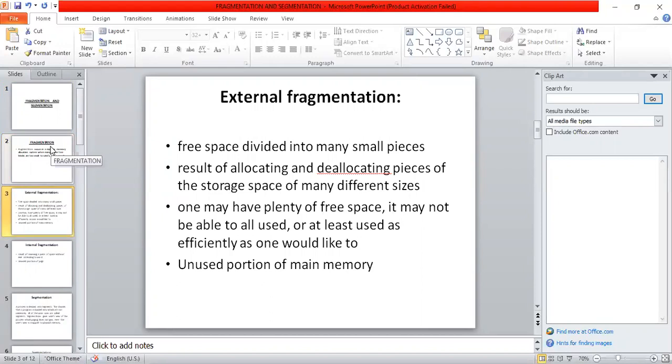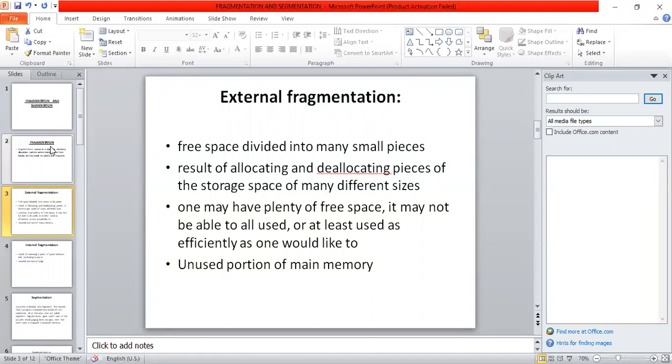External fragmentation happens when there is a sufficient quantity of area within the memory to satisfy the memory request of a method. However, the process memory request cannot be fulfilled because the memory offered is in a non-contiguous manner. Either you apply first fit or best fit memory allocation strategies, it will cause external fragmentation. So basically, in external fragmentation, free space is divided into small pieces, the result of allocating and deallocating pieces of the storage space of many different sizes.